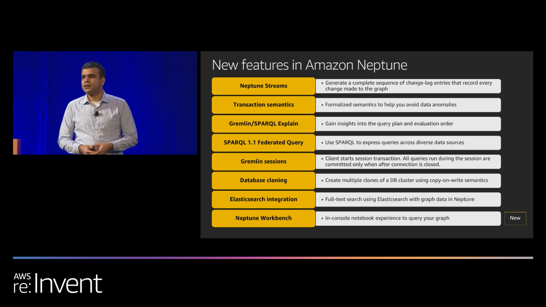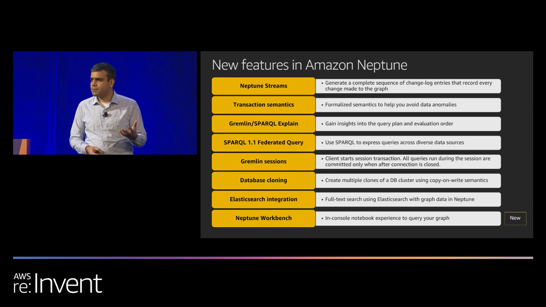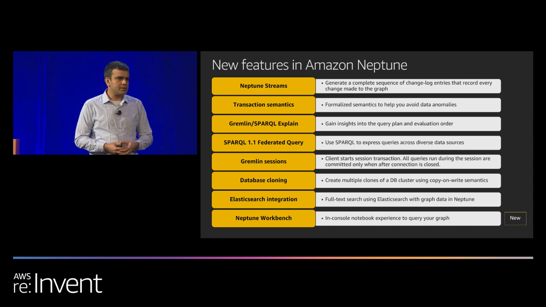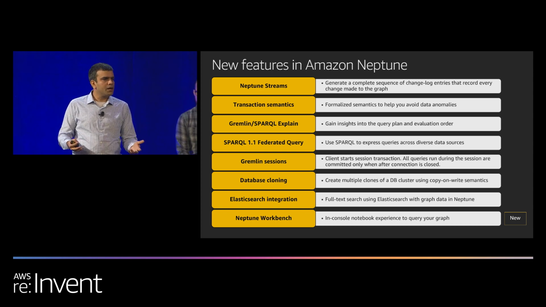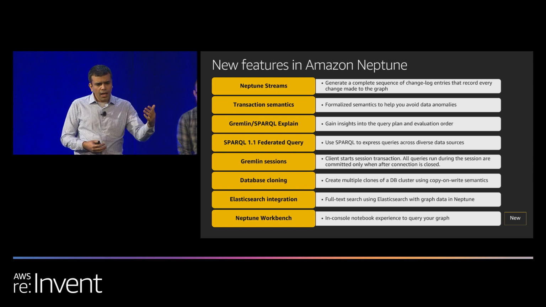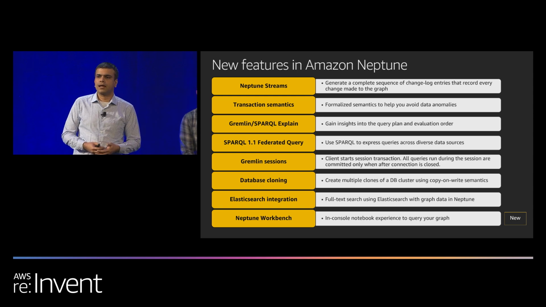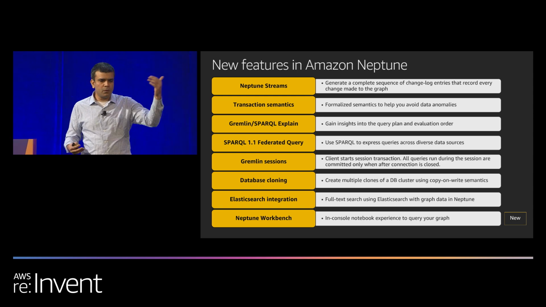Neptune Workbench is an in-console query experience to query your graph database using Jupyter Notebooks, which is very familiar to developers. And the Workbench experience is available in all the commercial regions that Neptune is available in. And for the other features, I would highly recommend you refer to our deep dive session where we covered many of the other features, and even we had demos around those.